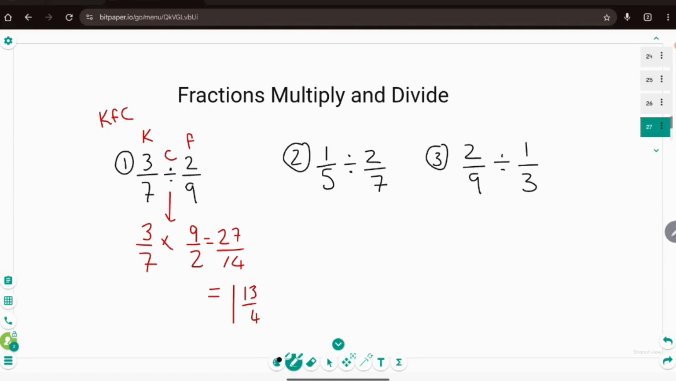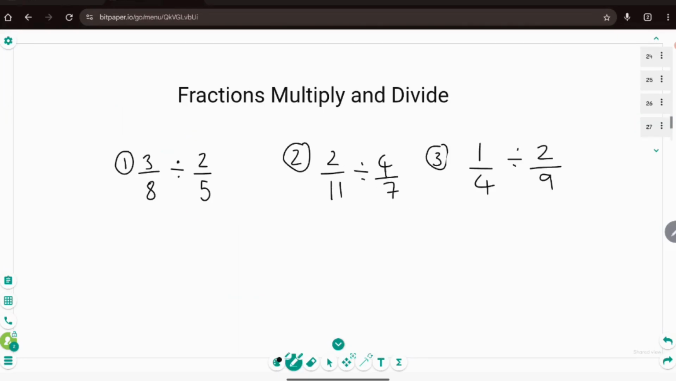Okay, next one. Keep, flip, change. 1 times 7 is 7. 2 times 5 is 10. Keep, flip, change. 6 over 9 simplifies to 2/3. Okay, have a go at these next three. See how you get on with these.